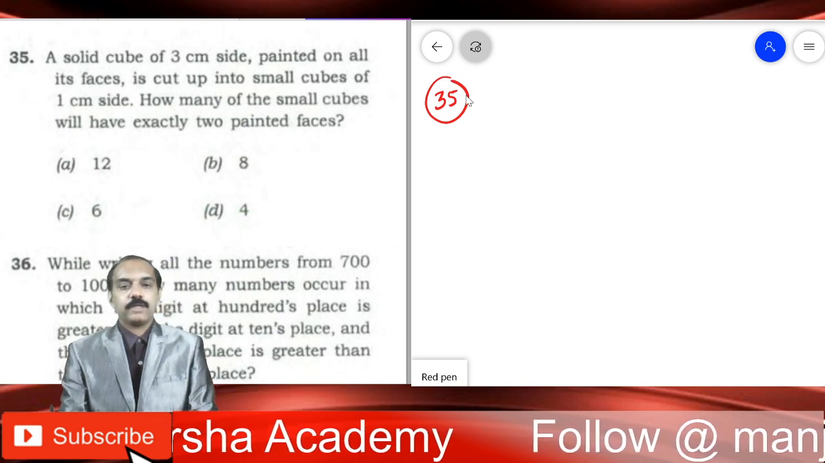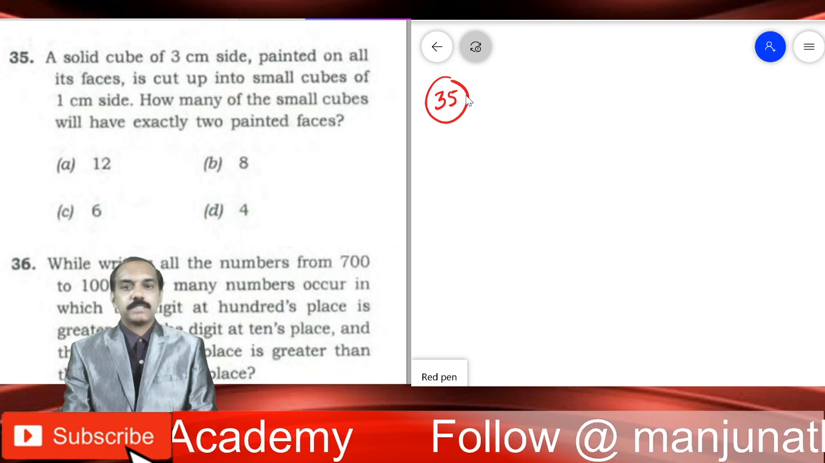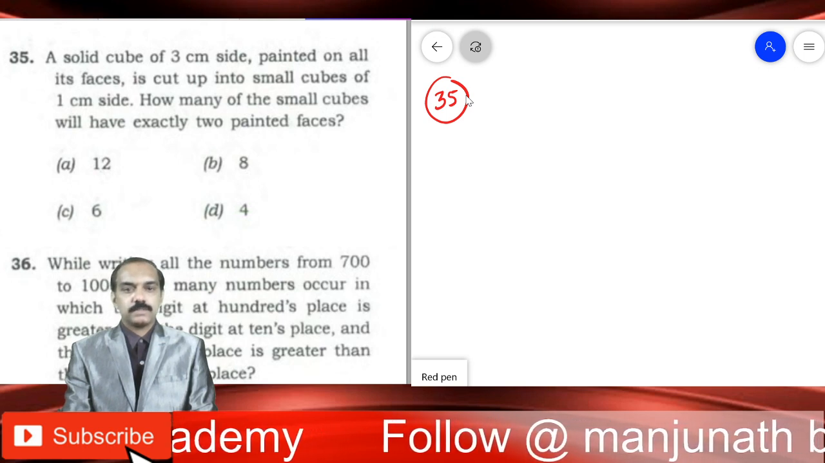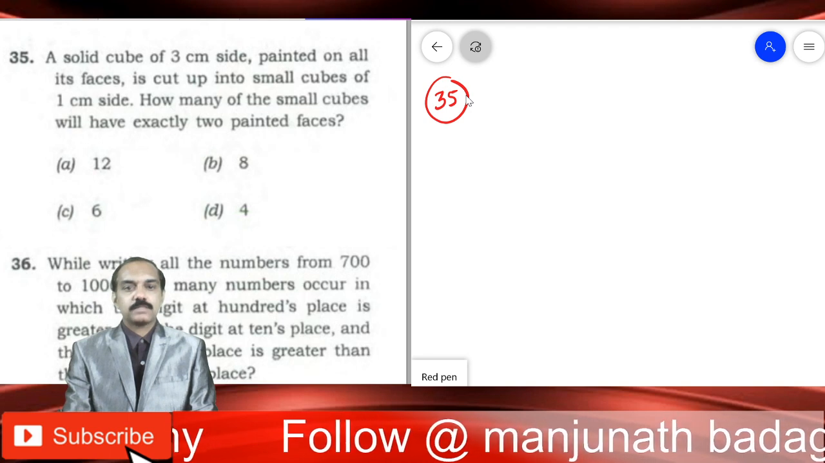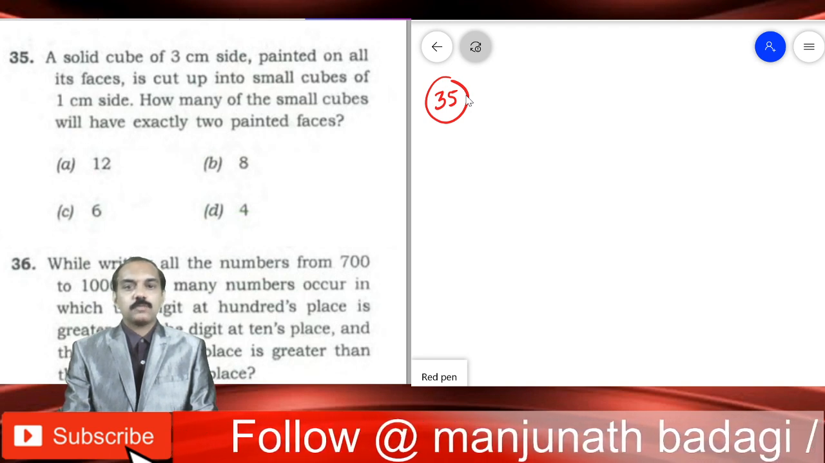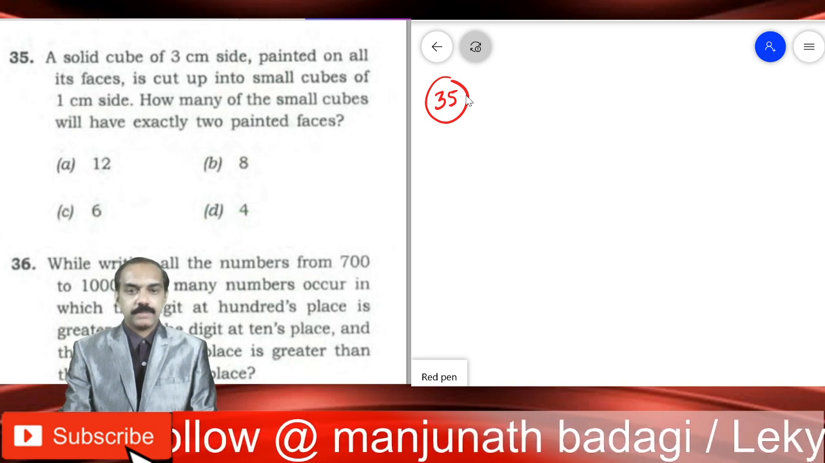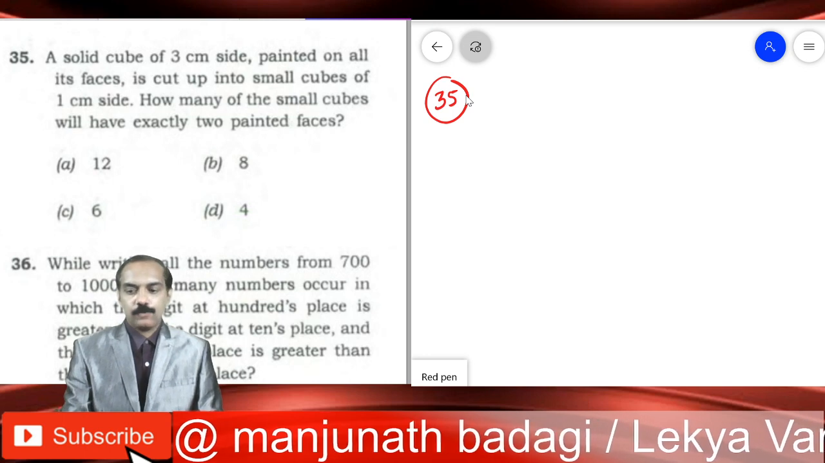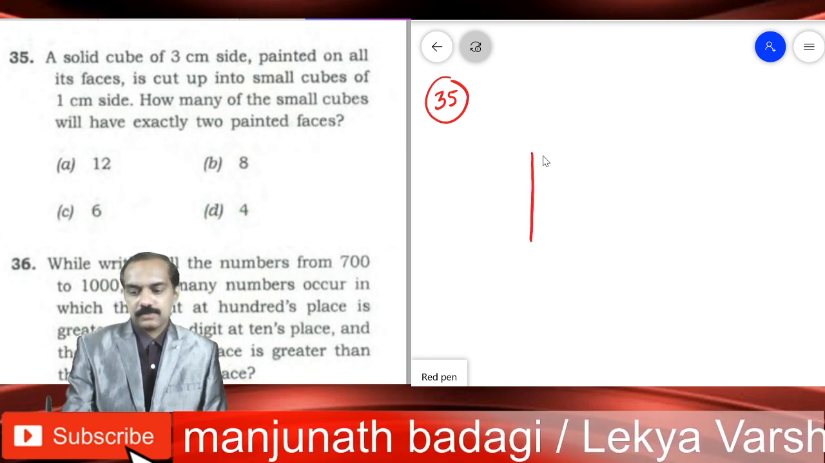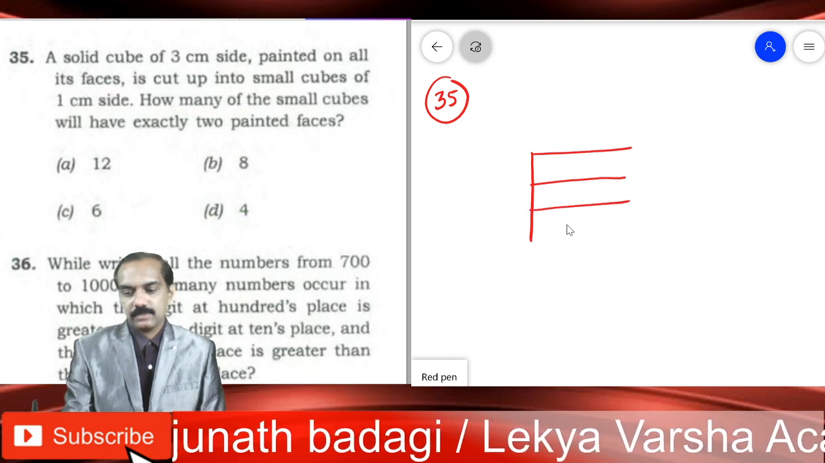Problem number 35. A solid cube of 3 cm side painted on all its faces is cut up into small cubes of 1 cm side. How many of the small cubes will have exactly 2 painted faces? The options are 12, 8, 6 and 4. It is better you draw the diagram itself.